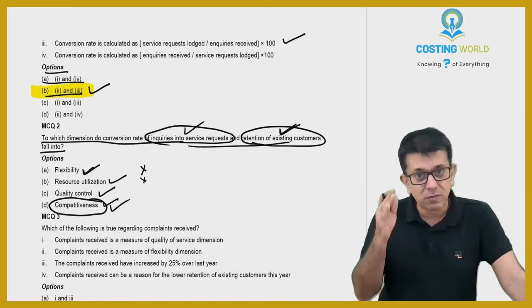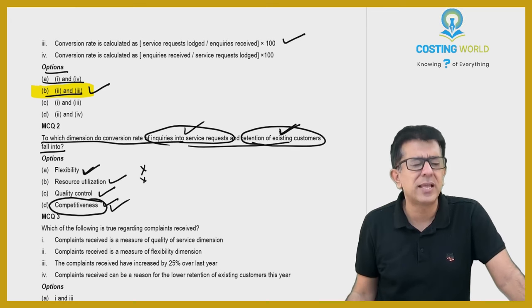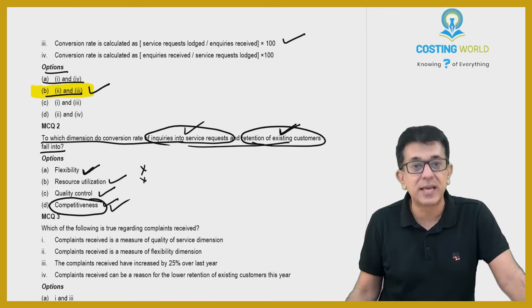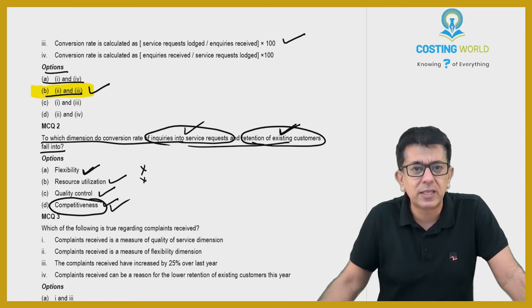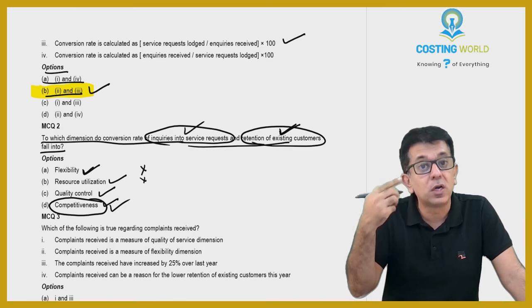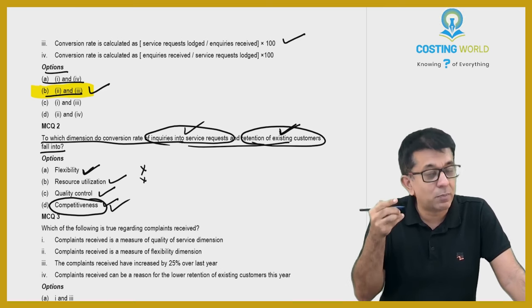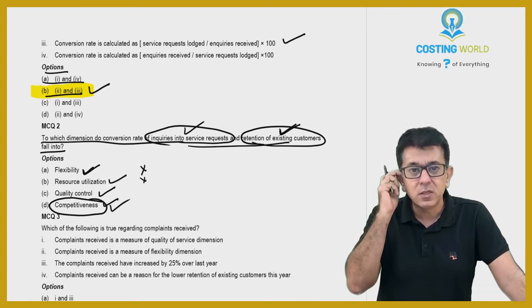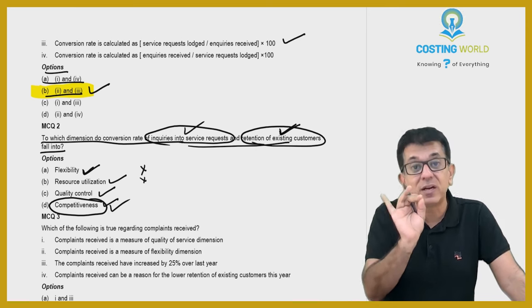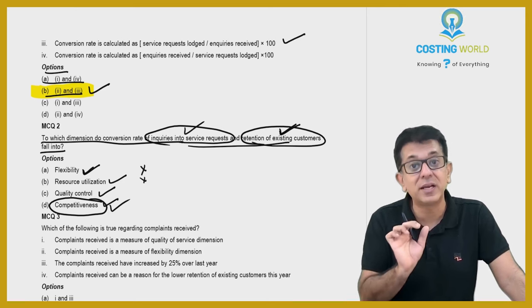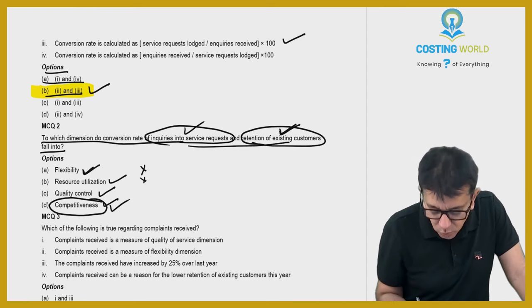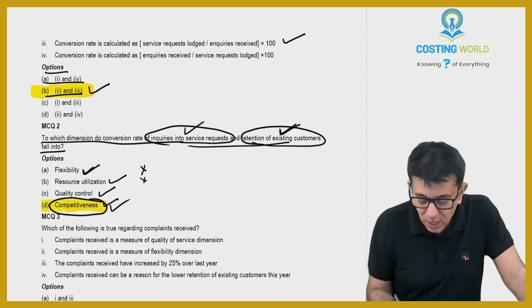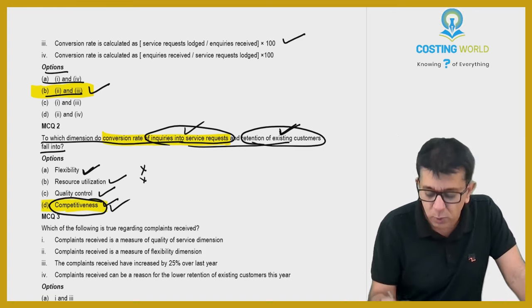Apart from that, if you're converting inquiries into service requests, that means you are bagging the orders. If the order would not have come to you, it would have gone to the competitor. But it has come to you. It is the competitiveness of your sales team, your marketing team, your call center team. So if I have to select one, I would rather go with D, not with C as such, because conversion of this into this is not about quality, to be honest.